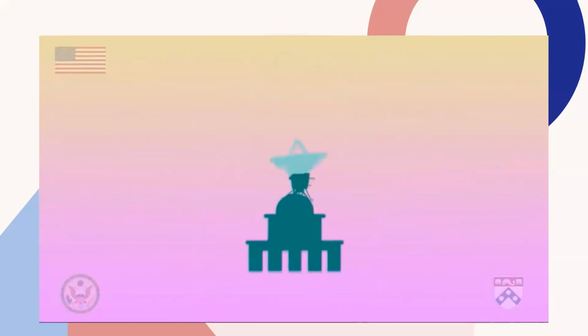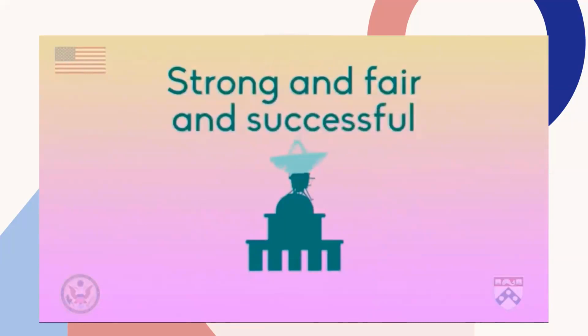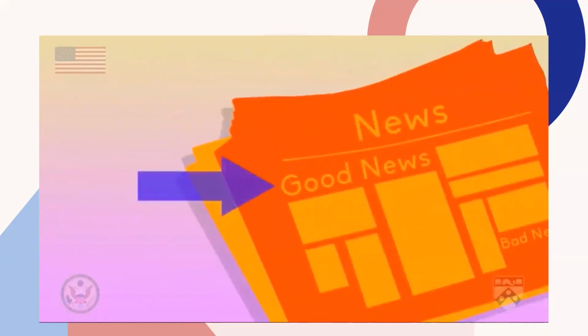A government-run news station, for instance, probably wants to support the point of view that the government is strong and fair and successful. They would like to publish news stories that agree with this idea. On the other hand, if there's a news story that would hurt the government, they might not want to publish the whole story. There is likely to be bias in the news they publish.